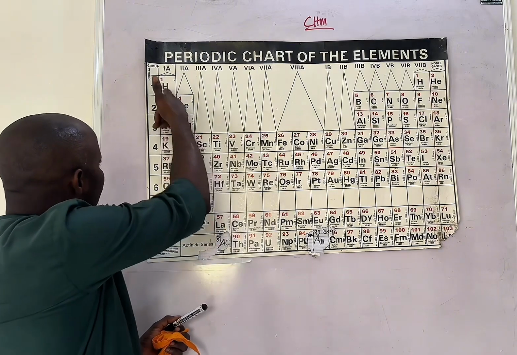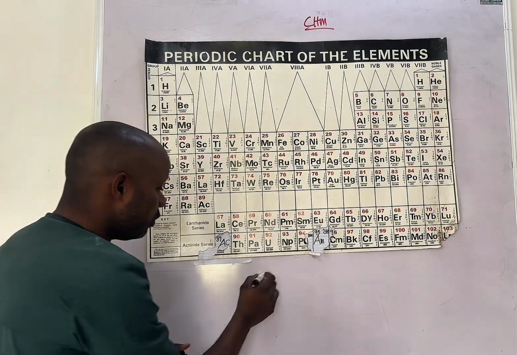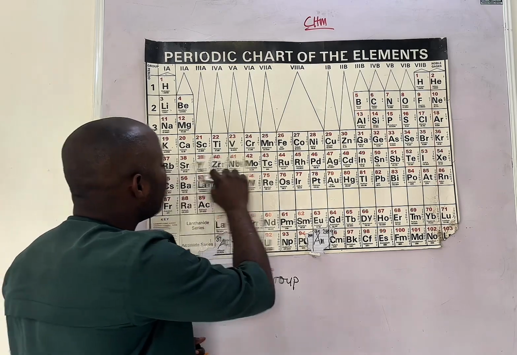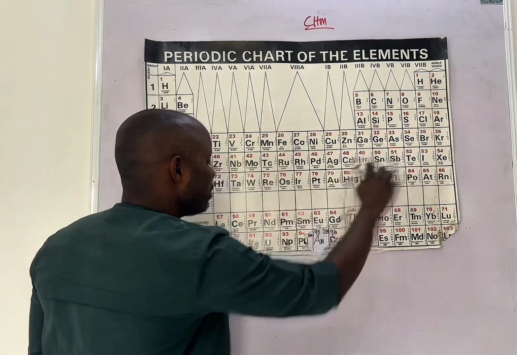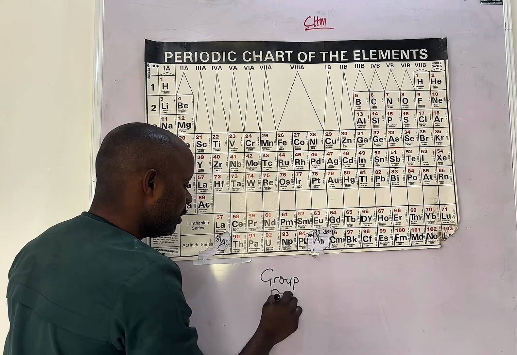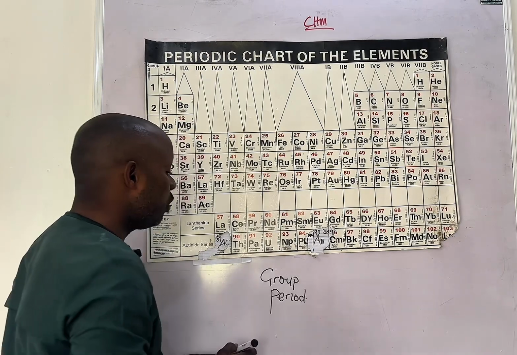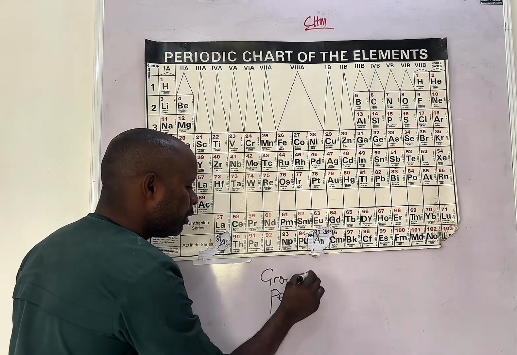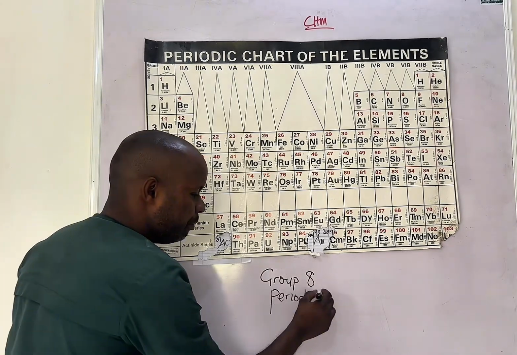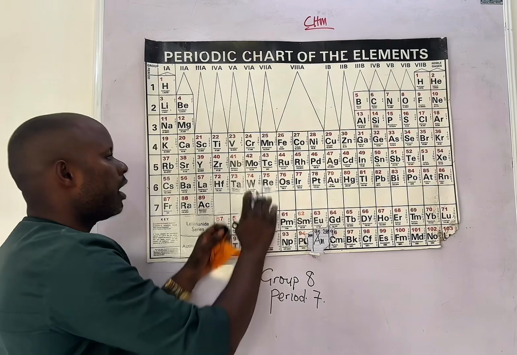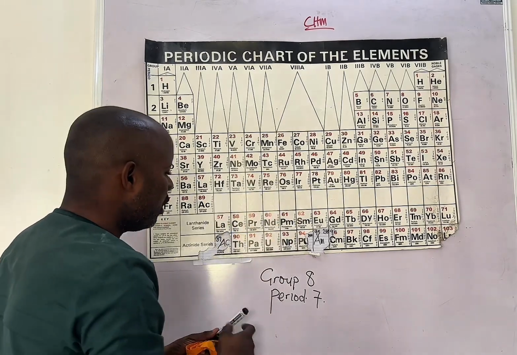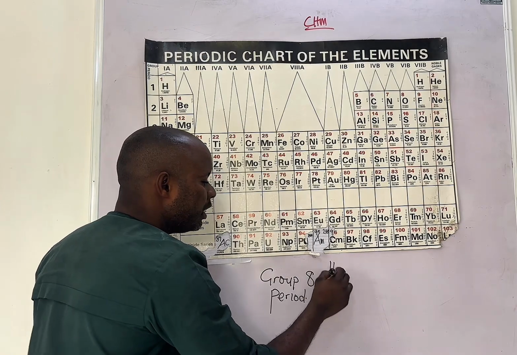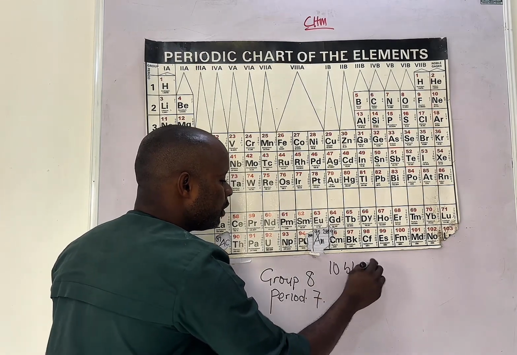We said the vertical column is known as a group, while the horizontal lines that come across the groups are known as what? The periods. So in SS1, we are told that we have 8 groups and 7 periods. But in a more elaborate periodic table at our level, we introduce what is known as the transition metals, which contain 10 blocks, which is 10 columns.